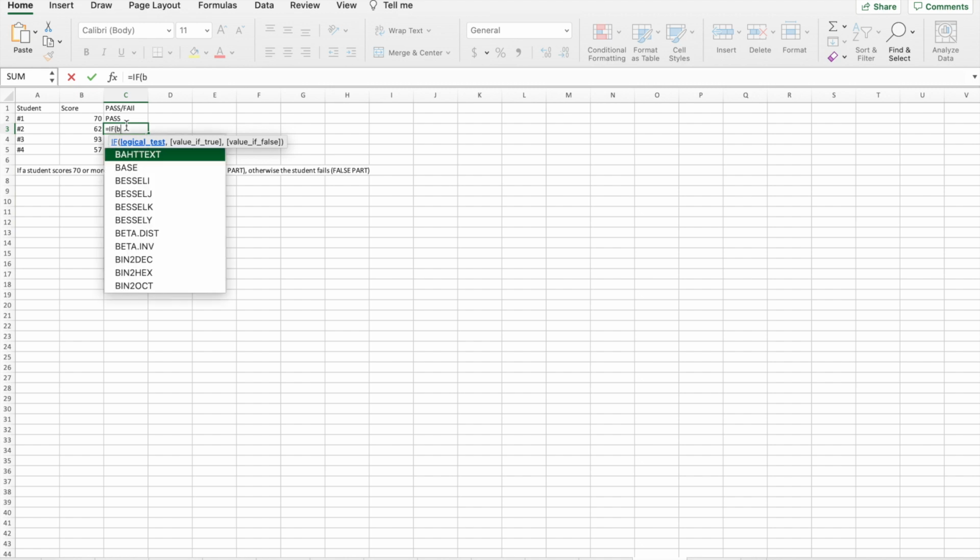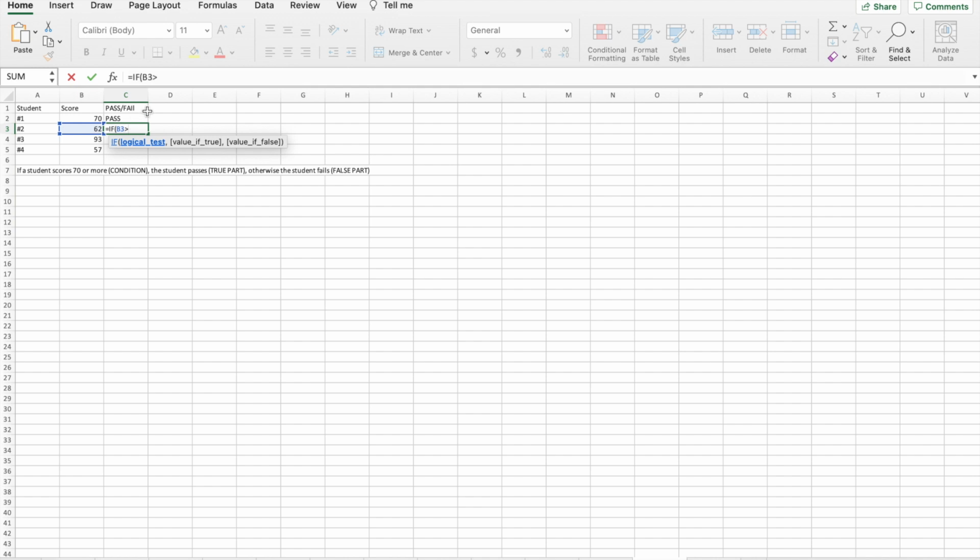So I'm going to explain it again with this other example. So you do equals IF, parentheses B3, and that's the other student's score, the second student. You do greater than or equal to. You write 70 because that's the passing number, comma, pass in quotation marks, comma, and then fail in quotation marks. And then it gives you that the student failed because it was 62. And then you can just drag it across once you know.